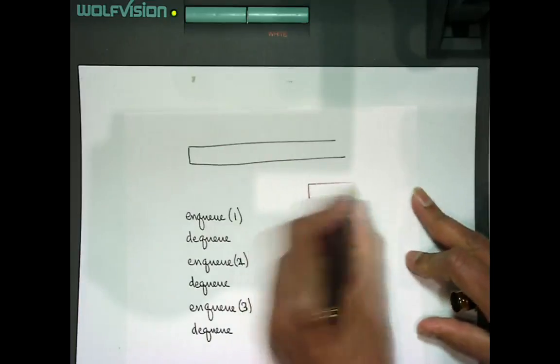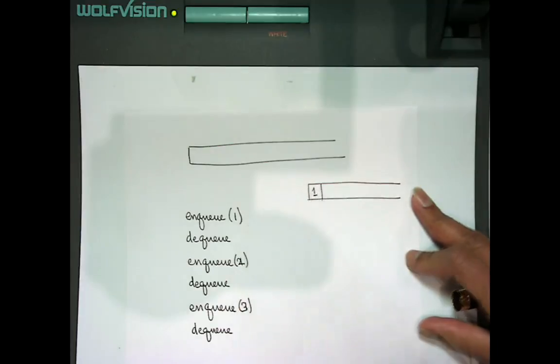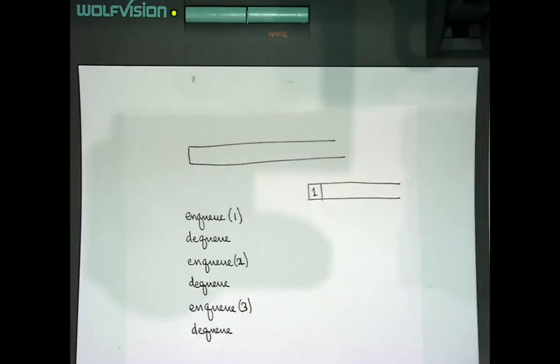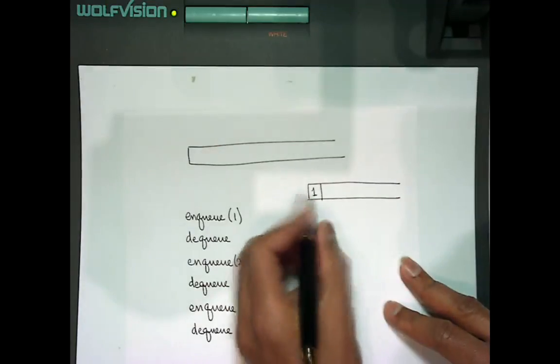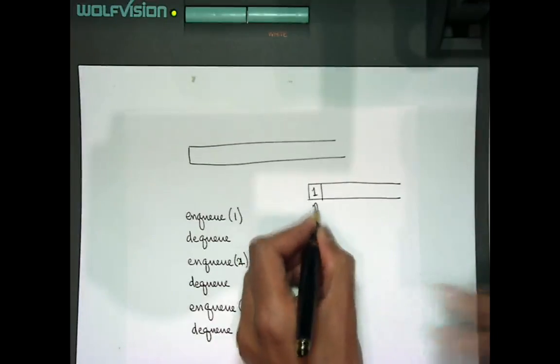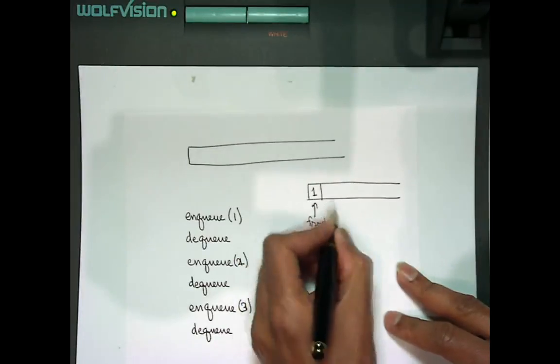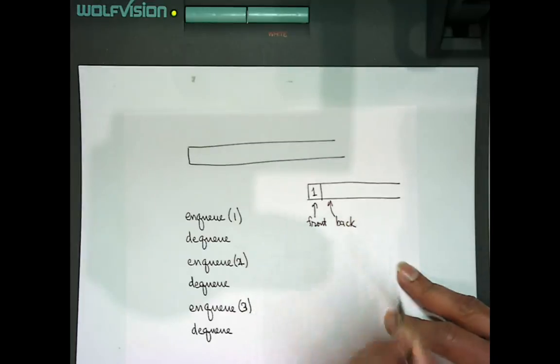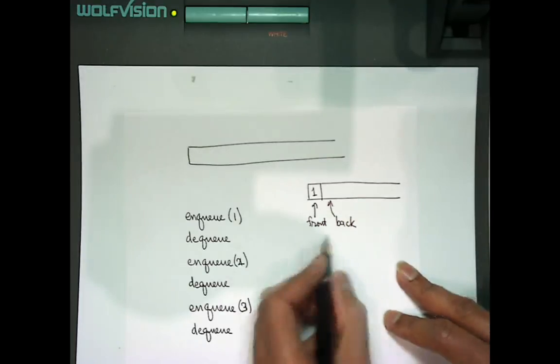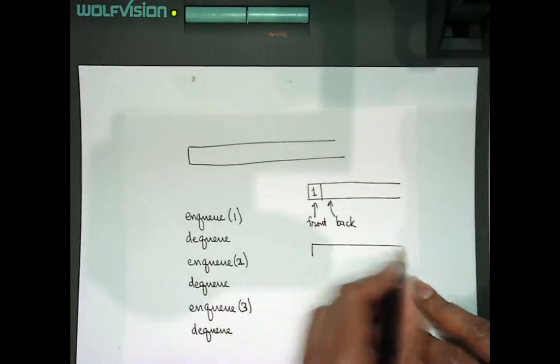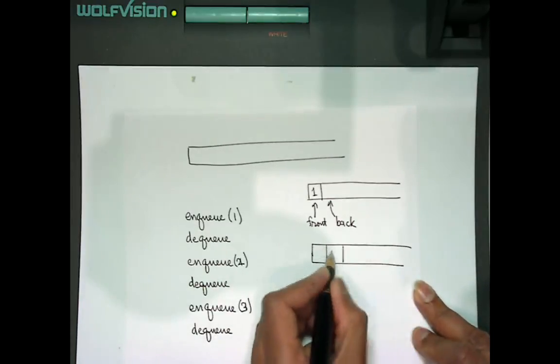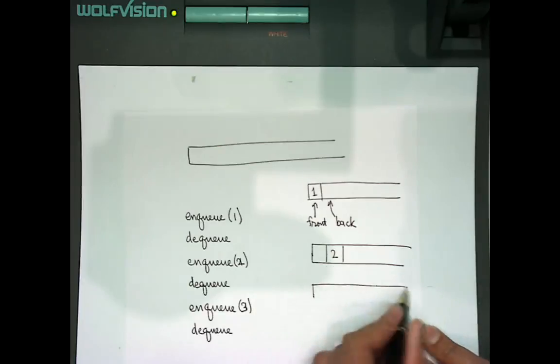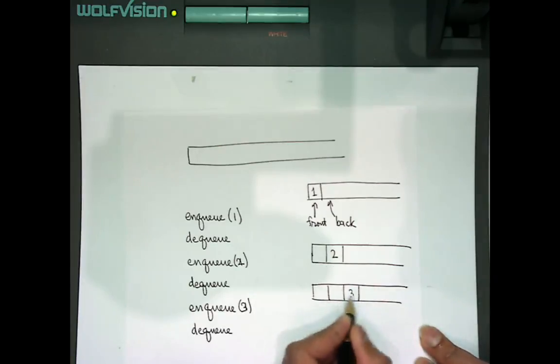But in the first iteration, this is 1, and front and back will basically be the same. Or no, I guess, where's front? So this would be front, and this would be back. And then when I do the NQ, DQ, and then I do NQ 2, you're going to end up with 2 over there. And when I do the next one, you're going to end up with 3 over there, with front pointing here and back pointing there.